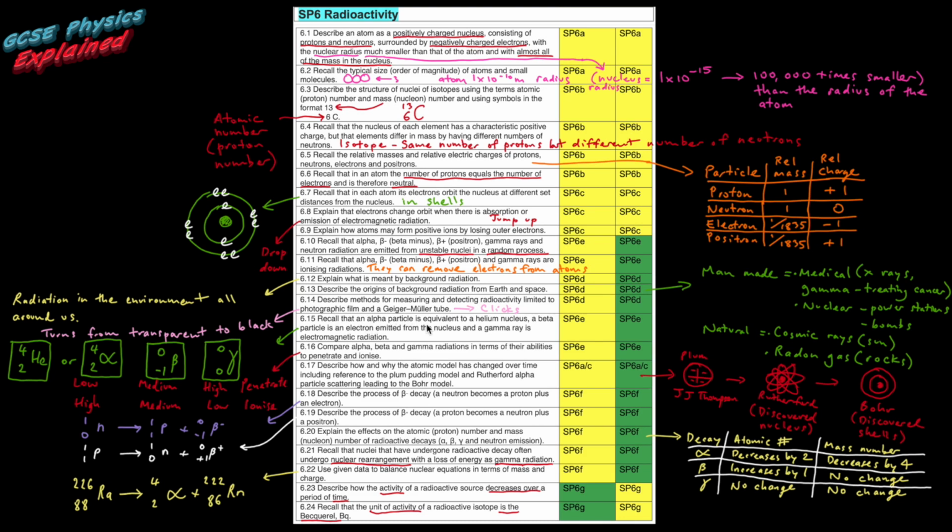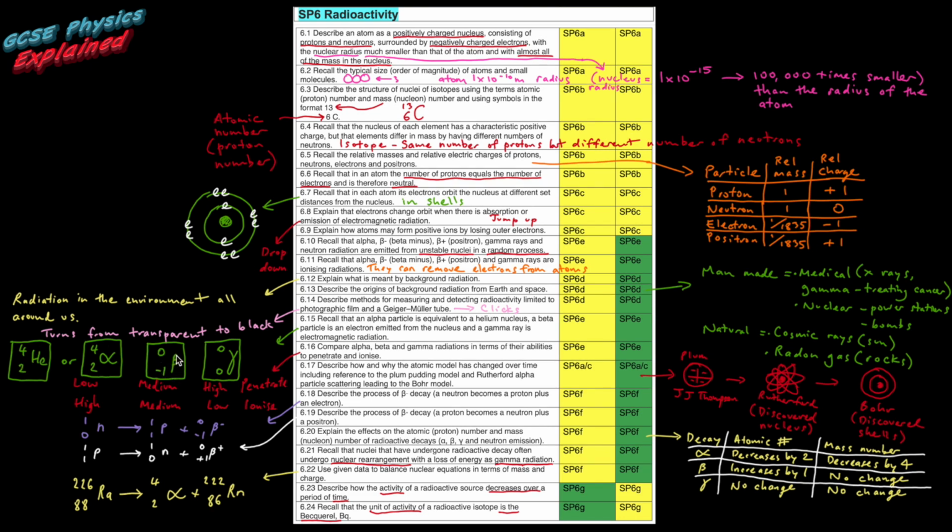Recall that an alpha particle is equivalent to a helium nucleus, a beta particle is an electron emitted from the nucleus, and a gamma ray is electromagnetic radiation. These are the keys to the kingdom. There's your alpha, represented as a helium nucleus. There's the alpha just represented as the alpha. The numbers are still the same, 4, 2.